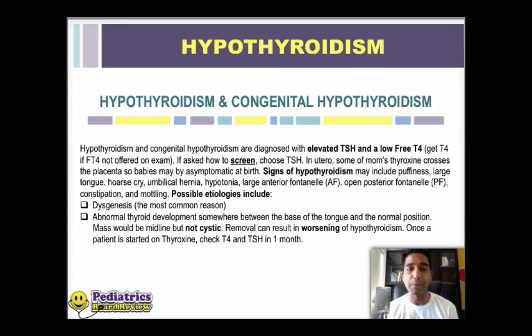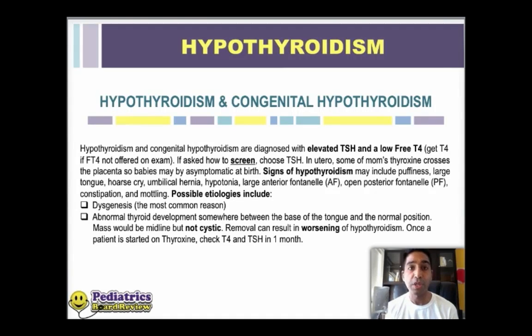Removal of this abnormally placed thyroid tissue can actually cause a worsening of your hypothyroidism, so you should be aware of that if you decide that is the course of action you would take for a particular patient on the boards, or if you're presented with a patient who has a mass that is removed and all of a sudden they present with symptoms associated with hypothyroidism. It's because there's been an acute worsening of that hypothyroidism, because whatever thyroid hormone was being released is not being released anymore.